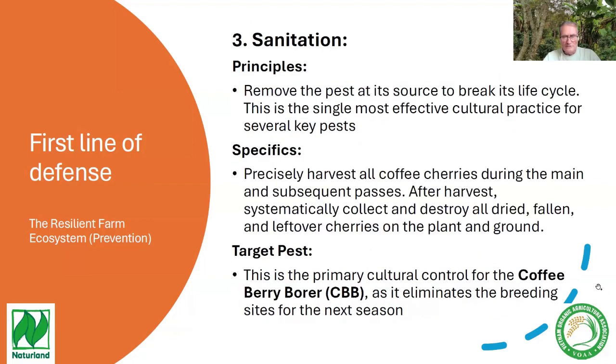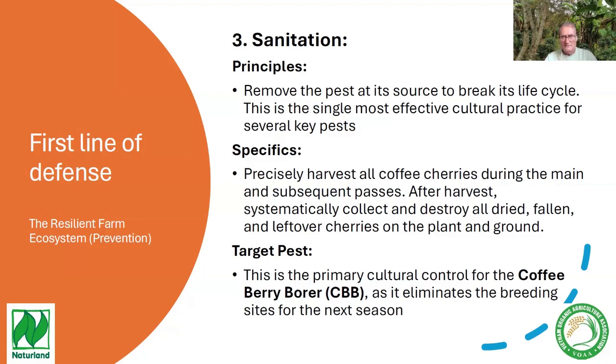And the third is sanitation. Of course, that is key, that we really want to break the life cycle of any pest, and therefore sanitation is the single most effective cultural practice for several key pests. So that shortly means that we really remove all the infested coffee berries during the harvest and also after the harvest.